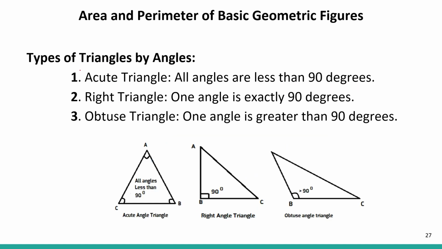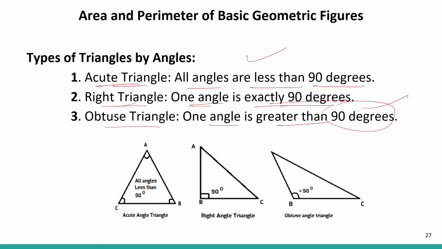So let's see the types of triangles by angles. Acute angle triangle: all the angles are less than 90 degrees. Right triangle: one angle is exactly 90 degrees. Obtuse triangle: one angle is greater than 90 degrees. So what is an acute angle triangle? If all the angles are less than 90 degrees. A right angle triangle has one angle exactly 90 degrees. An obtuse triangle has one angle greater than 90 degrees.